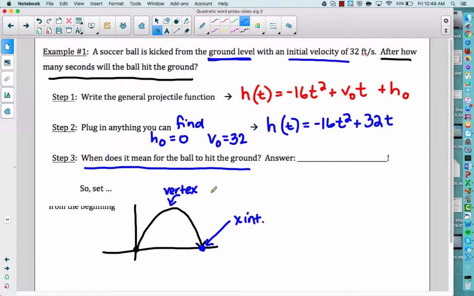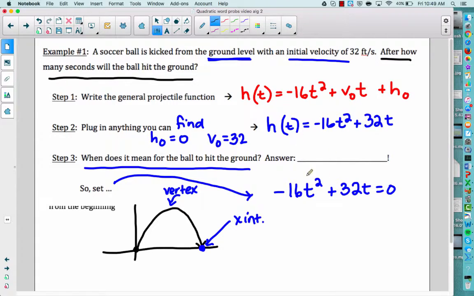So how do we do that? So we set your equation equal to 0 and solve for t. So negative 16t squared plus 32t equals 0. Okay, so now what do we do?